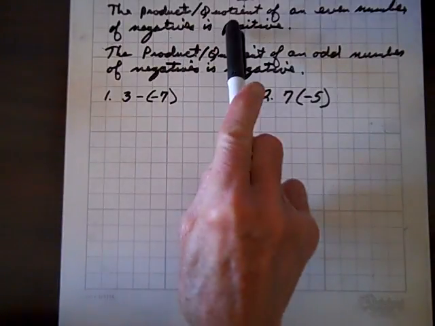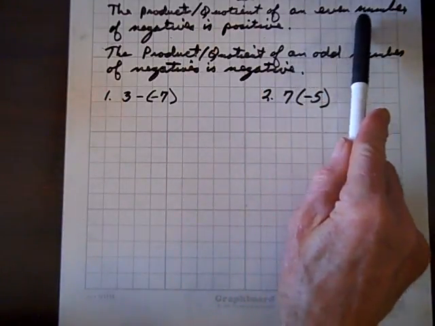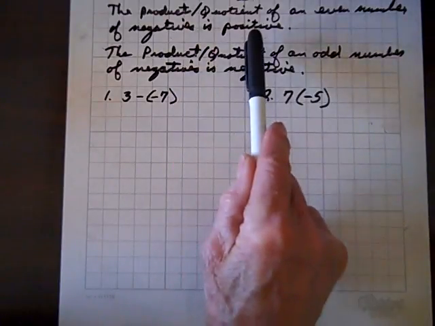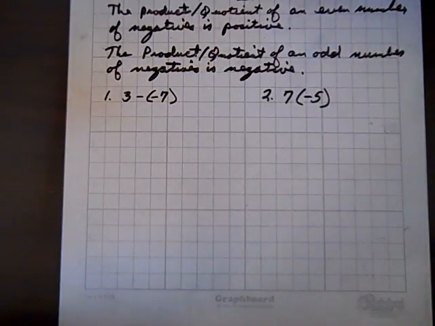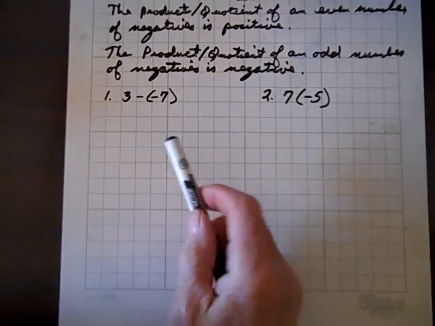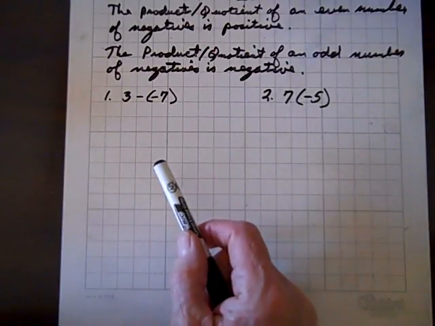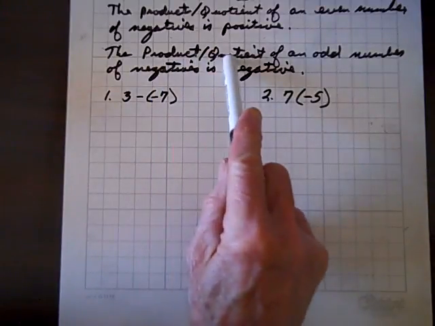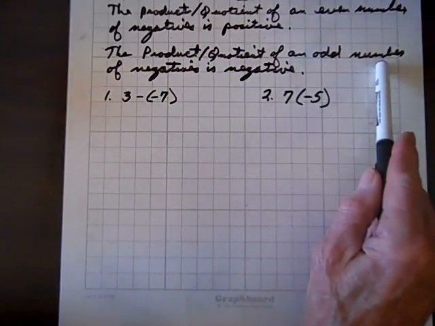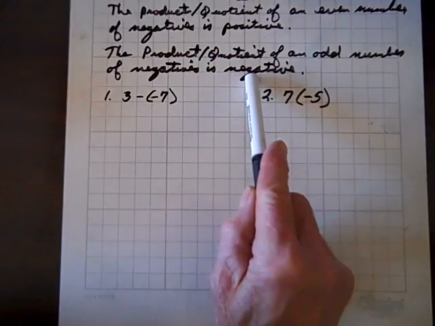The product or quotient of an even number of negatives is positive. So you're familiar with that in the English language. A double negative is a positive. And the product or quotient of an odd number of negatives is negative.